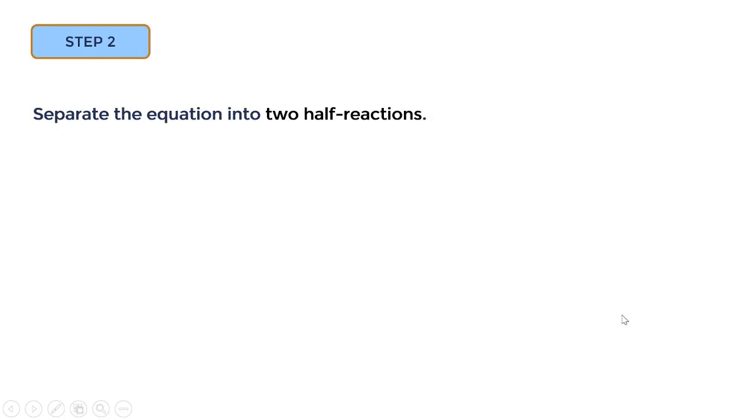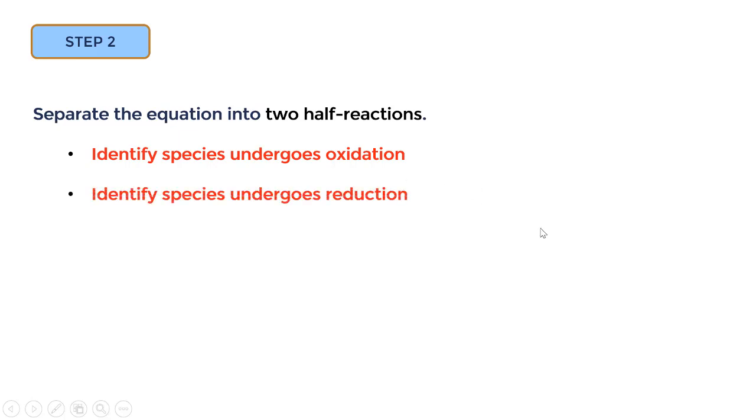Step number 2. Separate the equation into two half reactions. In order to separate the equation into two half reactions, you need to identify the species undergoes oxidation and the species undergoes reduction. Okay, by referring to the unbalanced equation given, in order to determine the species undergoes oxidation and reduction, we need to compare the oxidation number of the species.